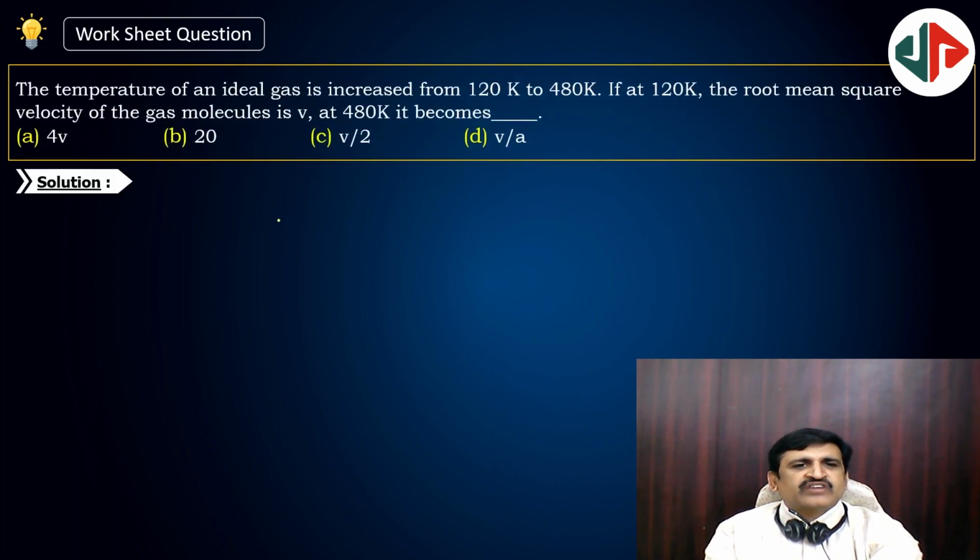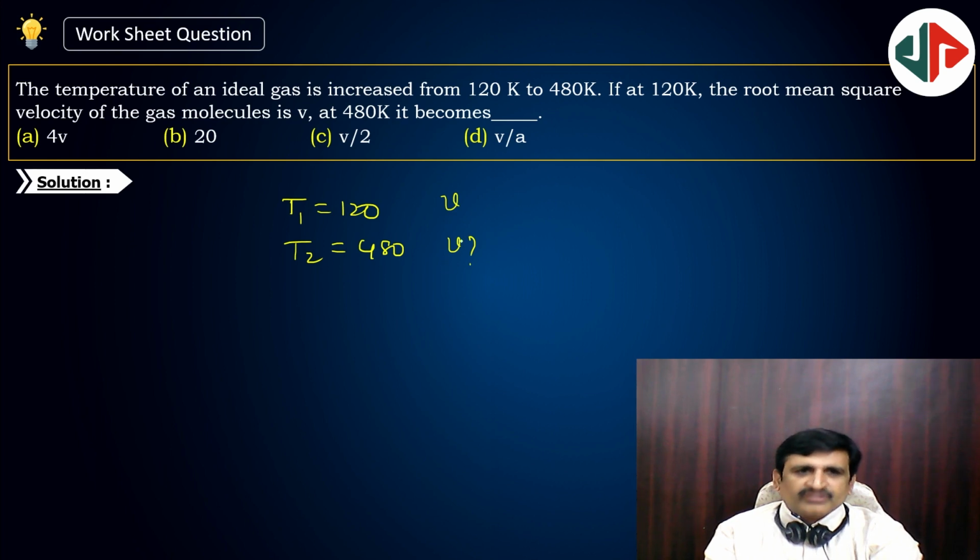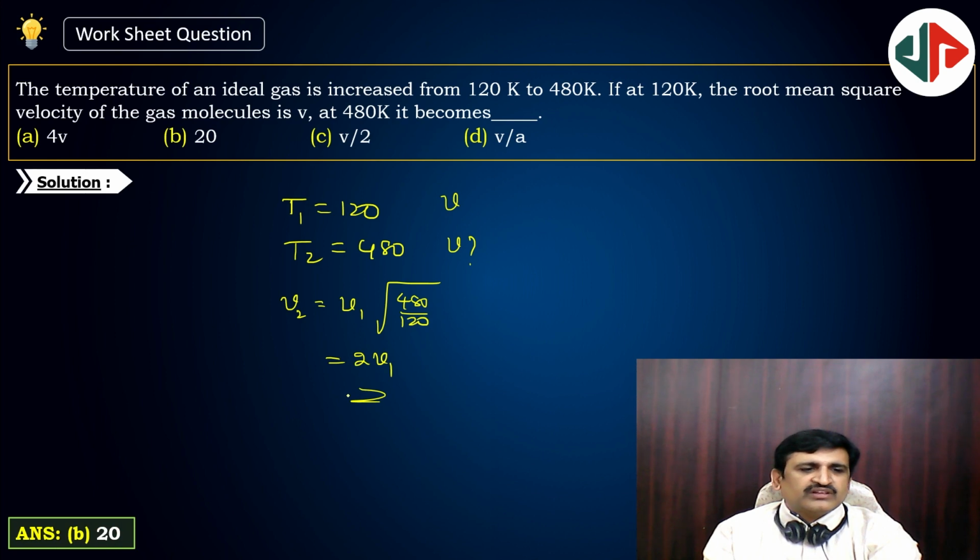The temperature of an ideal gas is increased from T1 = 120 to T2 = 480 Kelvin. At 120 Kelvin, the root mean square velocity of a gas molecule is V1. What is it now? For root mean square velocity, V2 = V1 times square root of T2 by T1. T2 by T1 is 480 by 120, which is 4, so the square root is 2. So V2 = 2V1.